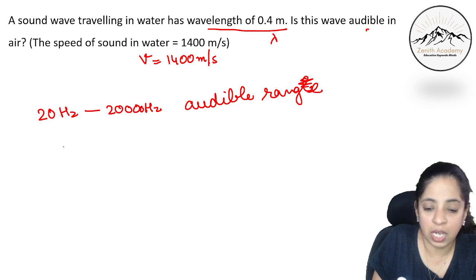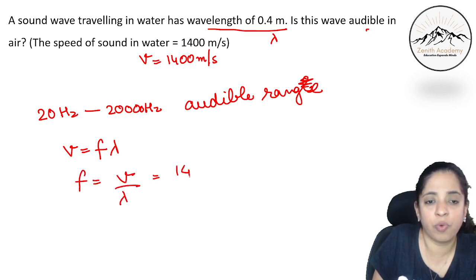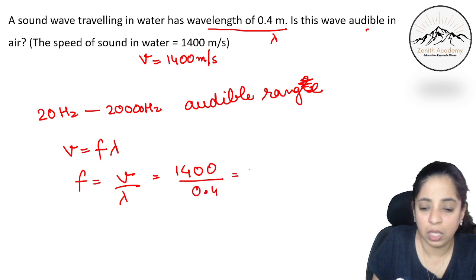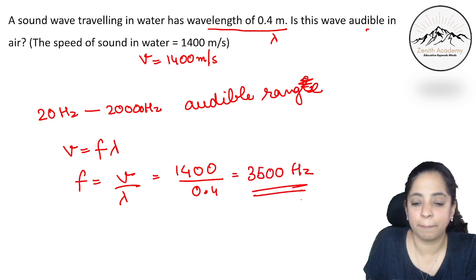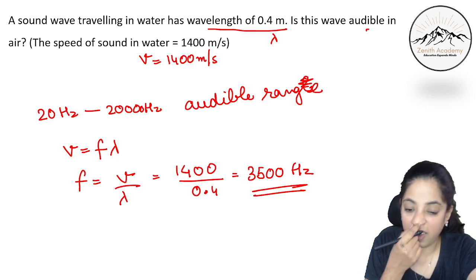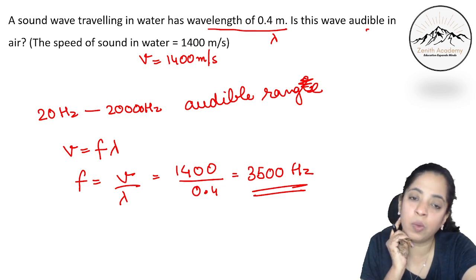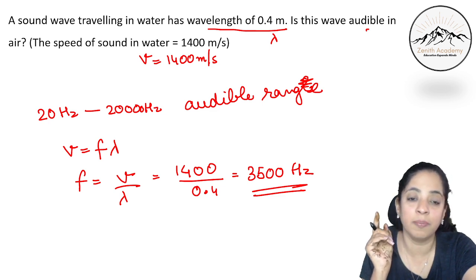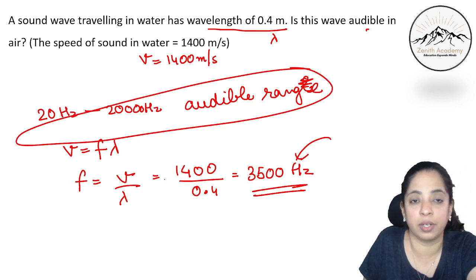We know that velocity is frequency into wavelength. So frequency will be velocity upon wavelength. Velocity is 1400 and wavelength is 0.4 meter. So it will be 3500 hertz. Clear? Since the frequency remains unchanged in air, the wave is audible in air because 3500 falls in the audible range of frequency. You have to write this sentence, okay? That this falls in the audible range of frequency. That is why we are able to hear it.